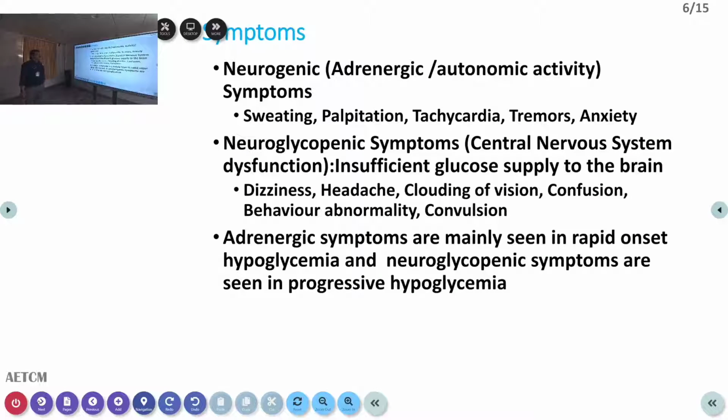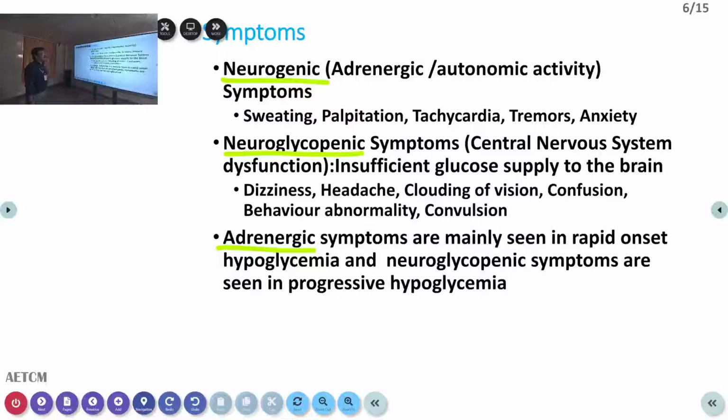Now, if you see the symptoms of hypoglycemia, there are two important types: neurogenic (adrenergic) symptoms and neuroglycopenic symptoms. Adrenergic symptoms are sweating, palpitation, tachycardia, tremors, anxiety. Neuroglycopenic symptoms are due to reduced sugar in the brain. They are like dizziness, headache, clouding of vision, confusion, behavior abnormality, convulsions. So they are called neuroglycopenic symptoms.